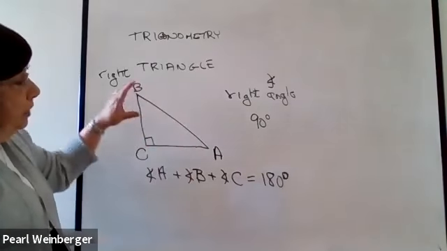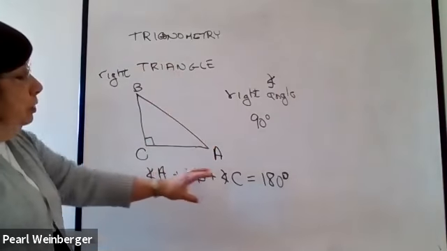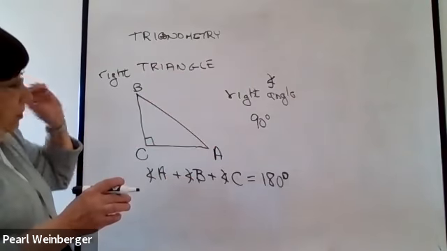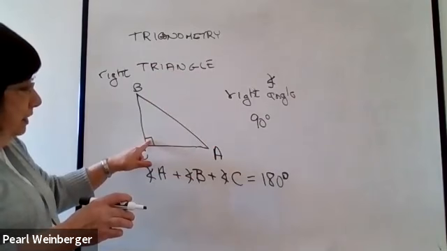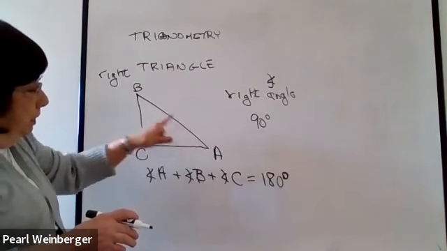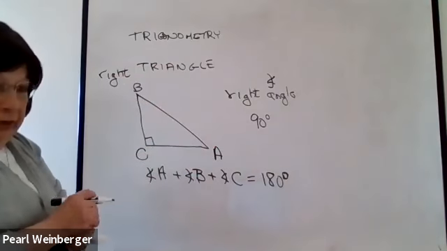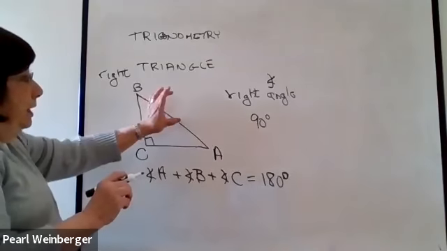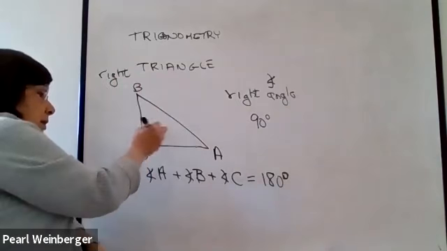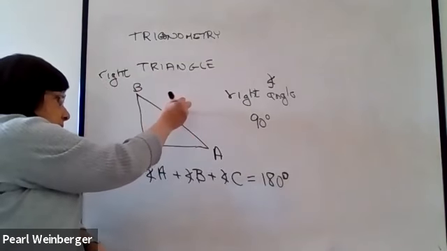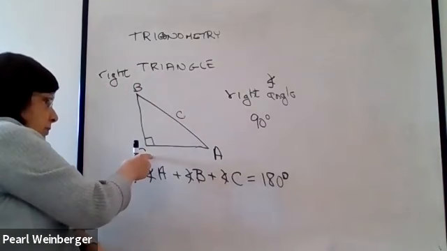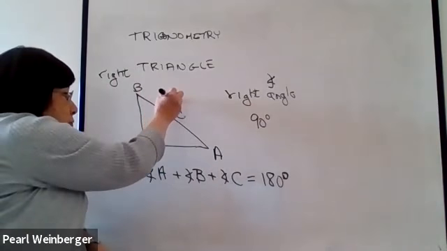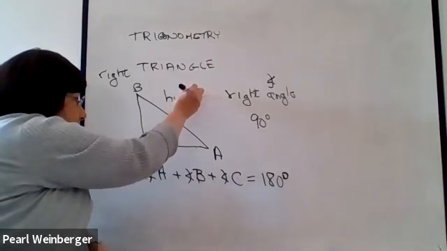Again, this rule about the three angles adding up to 180 degrees is for any triangle. In a right triangle, since one angle is 90, the other two angles also add up to 90, so that the whole sum comes out to be 180. Now, let's go and label our sides. This is going to be side C because it's opposite the capital C. The side that's opposite the right angle is called the hypotenuse of the right triangle.